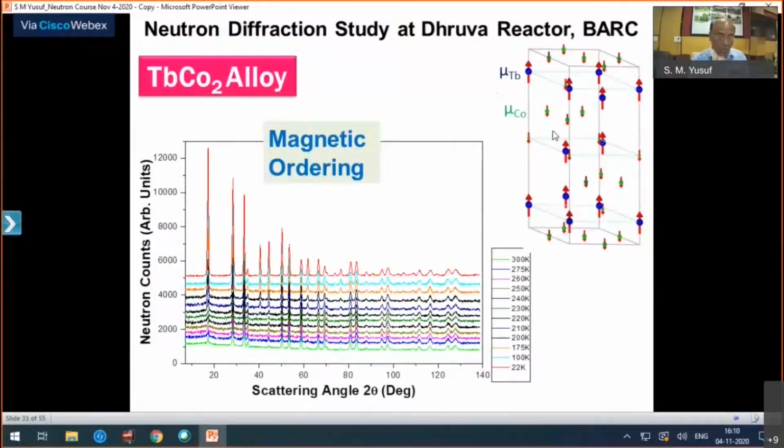The intention is to tell you what novel understanding you gain if you do a neutron scattering or neutron diffraction experiment on a magnetic material. And then I will try to correlate their implications in practical applications.